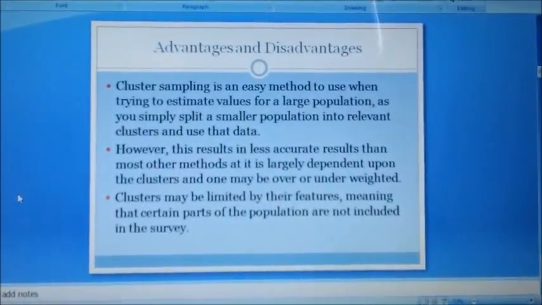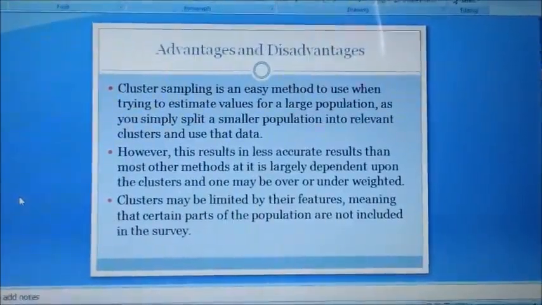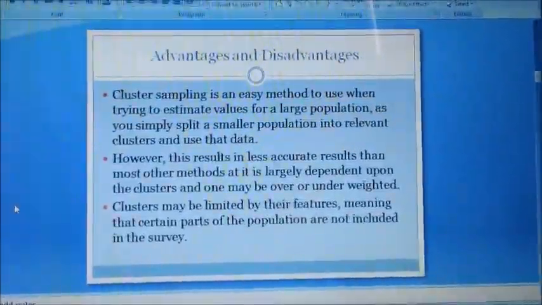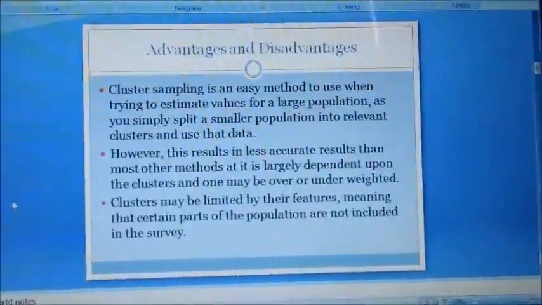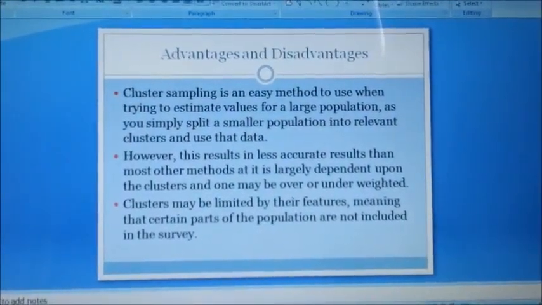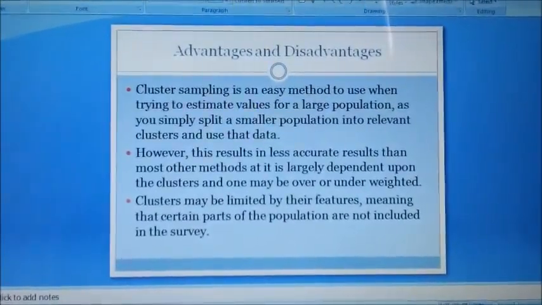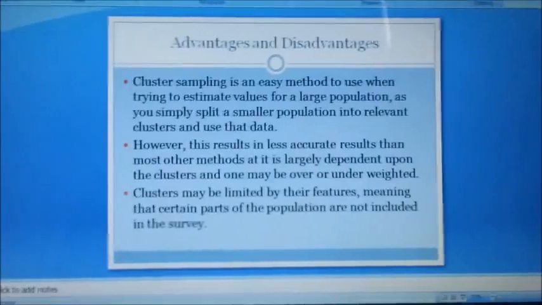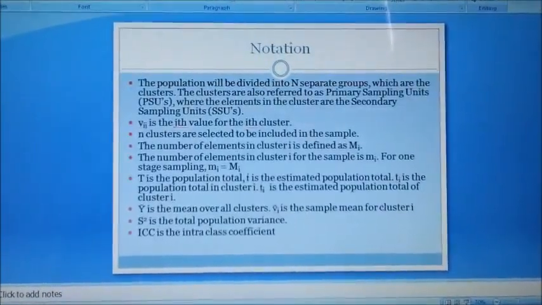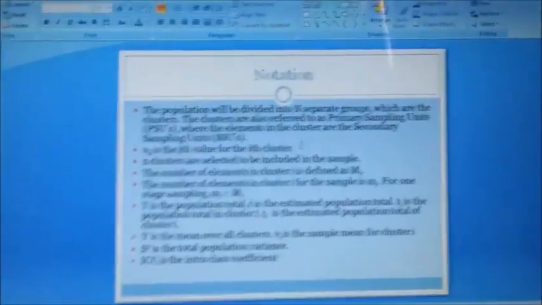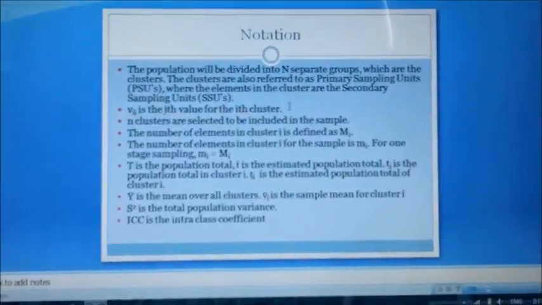Clusters can be limited by their features, meaning that certain parts of the population can't be included in the survey because they don't fit a cluster, which means that the estimate of the total population does not take into account all of the elements of the population.